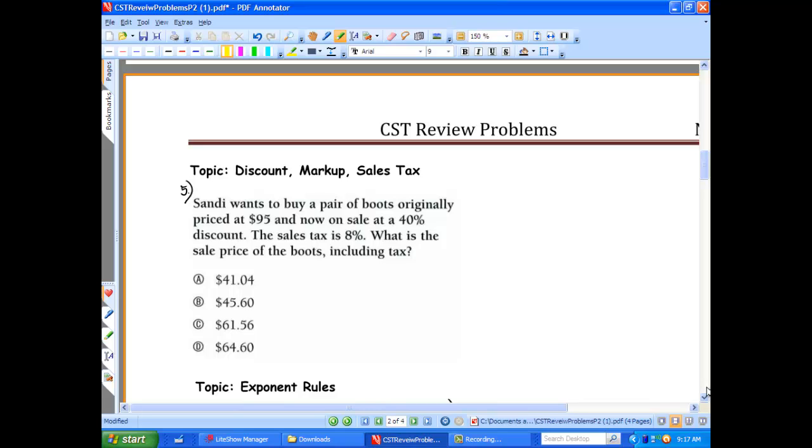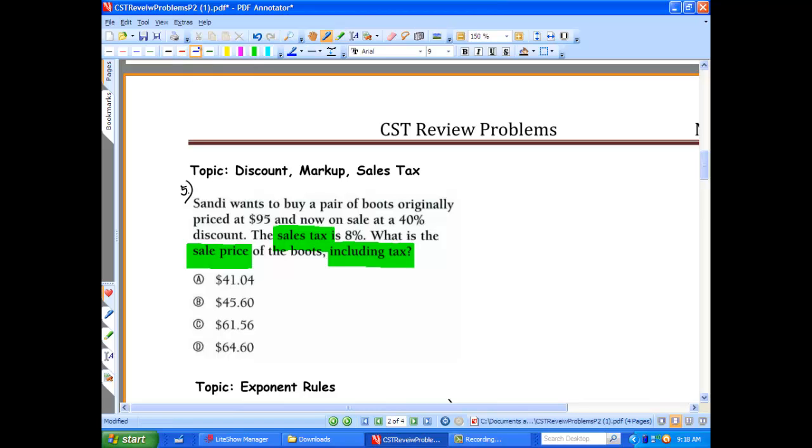Markup, discount, and sales tax. In this problem, we're trying to find the sales tax, that means the total price, including the tax. So we need both the sale price of the boots, and we need to add that sales tax to the cost of the price of the boots.